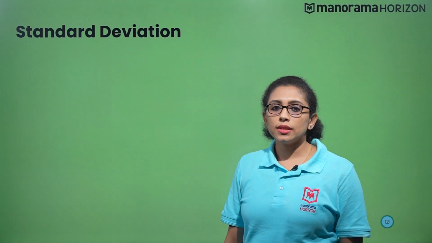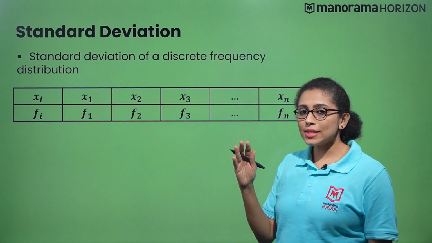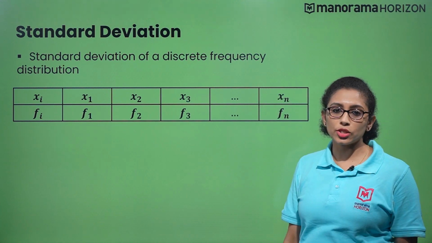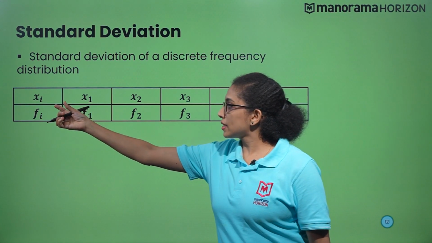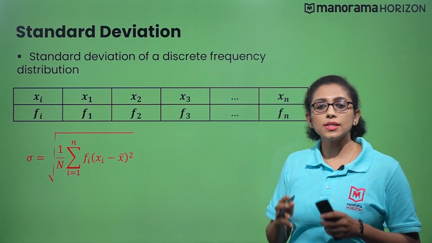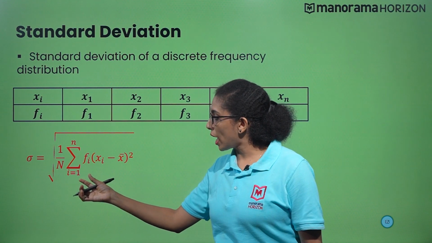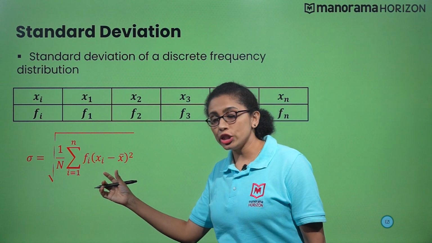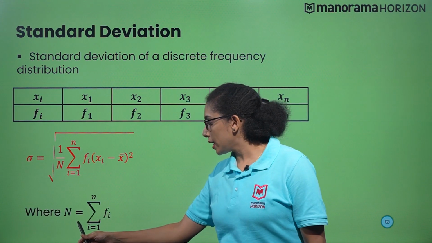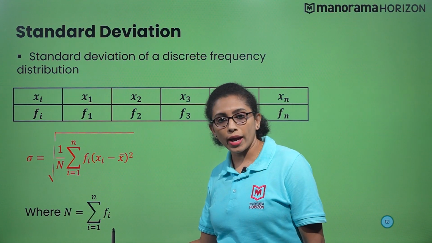Let us discuss the standard deviation of a discrete frequency distribution. Let's have a look into this table. The table shows the discrete frequency distribution. For each xi, we have each frequency. Here in this case, the standard deviation is given by square root of 1 by n summation i equal to 1 to n, fi into xi minus x bar the whole square, where n is the sum of frequencies, that is summation i equal to 1 to n fi.